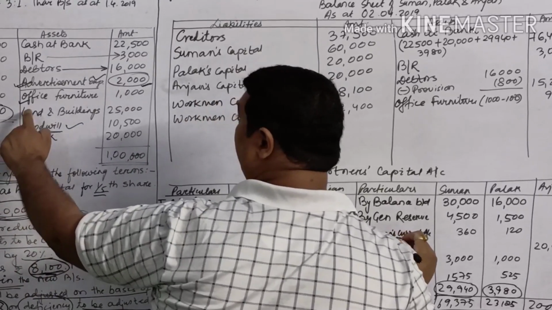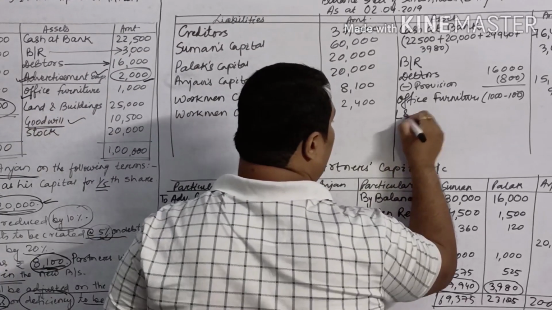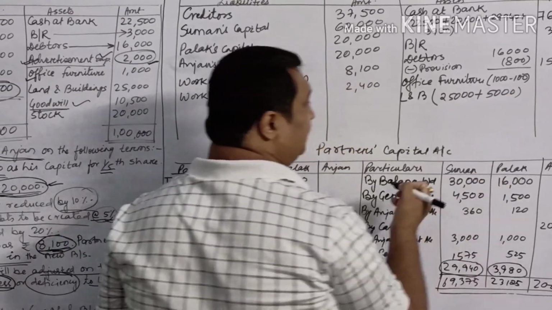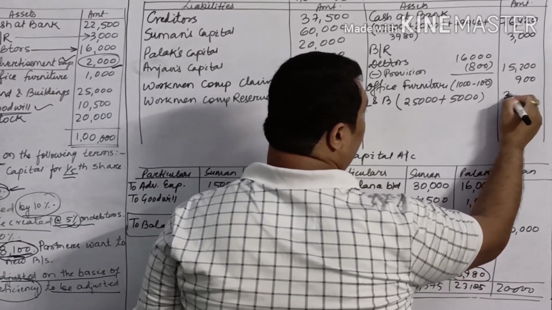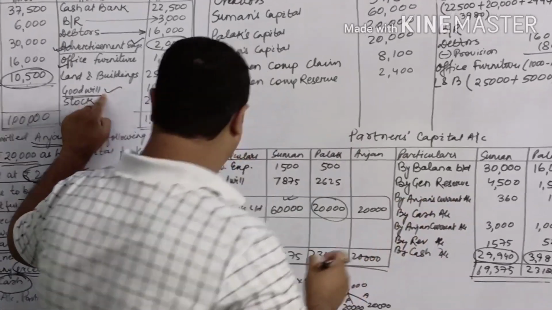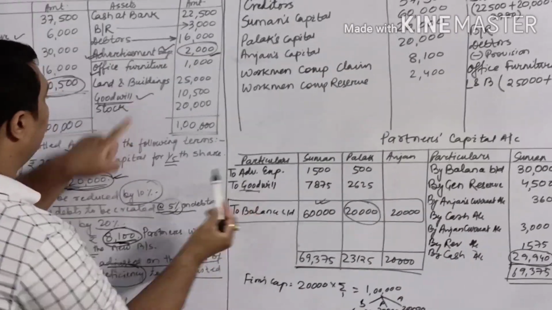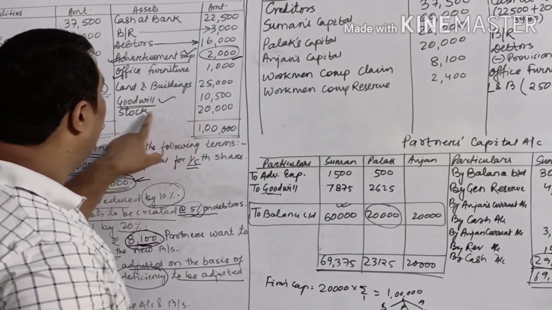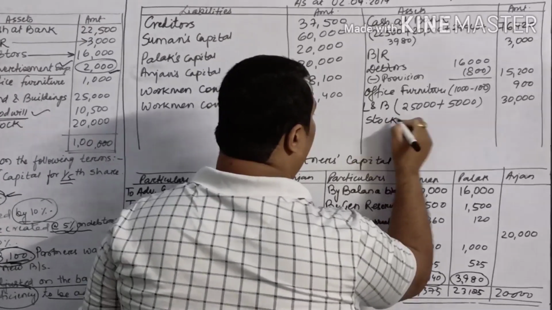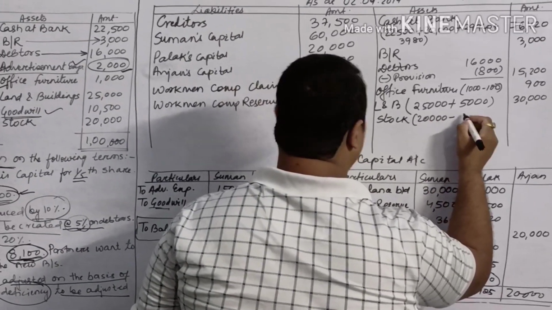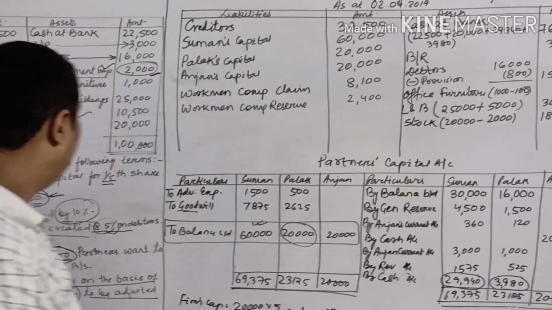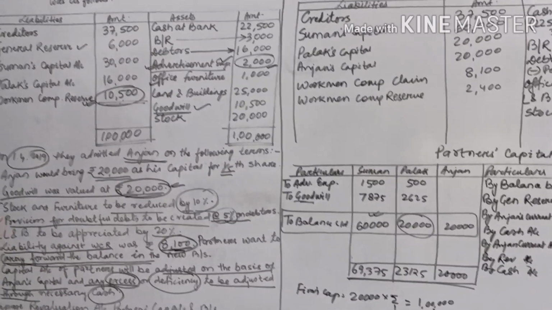Similarly, land and building has to be increased. Land and building old value was 25,000. We increased it by 20%. So that is 5,000. So the new value is 30,000. Goodwill has been written off amongst the partners. As you can see in the partner's capital, we have written it off completely. Stock is there, which we have an adjustment to reduce it by 10%. So here we will write stock. The value was 20,000 minus 10% of that is 2,000. Balance is 18,000.